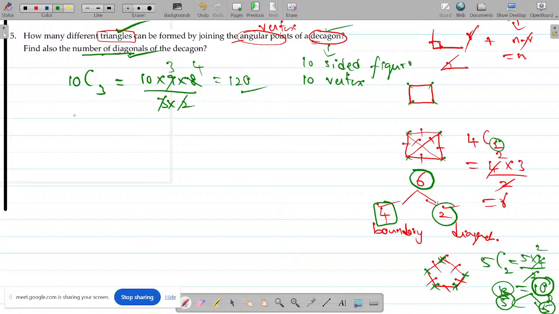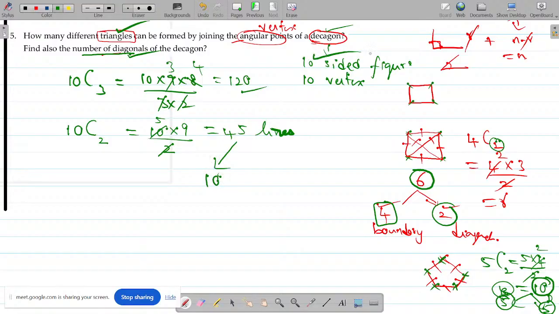Okay. So, among the 10 points given, you have to find the total number of lines that can be drawn. So, it's 10C2. What is 10C2? 10 into 9 divided by 2 factorial, which means you can cancel and you get the answer as 45 total lines that can be drawn. Is it okay? In these 45 lines, 10 lines are the boundaries because it's a 10-sided figure. And the remaining 35 will be diagonals. So, how many diagonals can be drawn? 35 diagonals can be drawn.